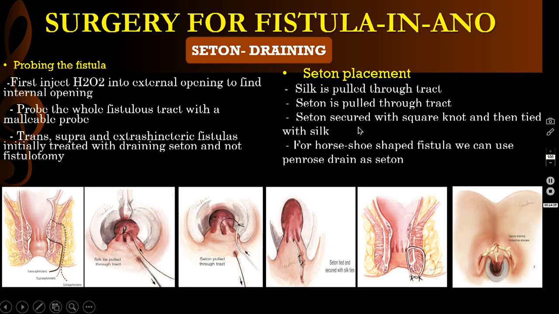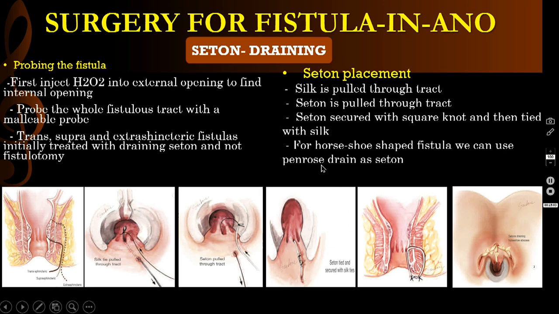Now the Seton should be secured with a square knot. Here you can see, and then tied with silk. Put a square knot there, then you have to tie, and then the excessive length you have to trim. For a horseshoe-shaped fistula, here you are seeing, this is the Seton inside, and externally put a square knot and tie it with silk knots.